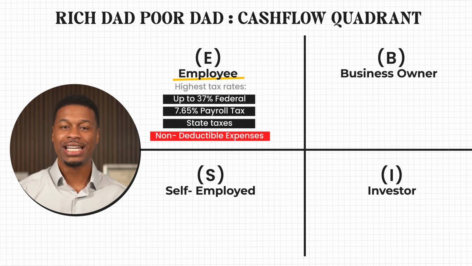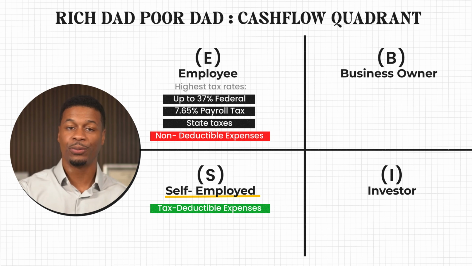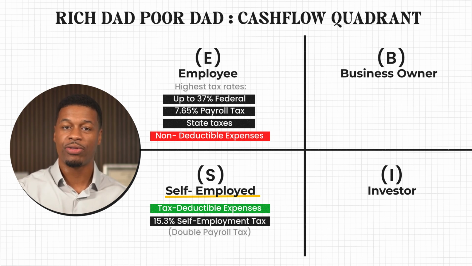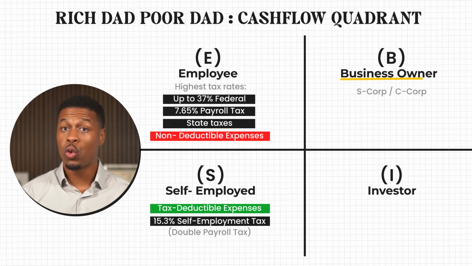And here's the kicker. You cannot write off any of the expenses you incur to earn that income. Your home office, your car, your equipment, none of that is tax deductible until you move to the next tier here, self-employment. And suddenly, those ordinary and necessary expenses that you incur to earn income become tax deductible. But the downside here is that you are now paying a 15.3% self-employment tax, which is twice the amount of payroll tax you would have to pay as an employee. That is, until you convert that income over into corporate income.